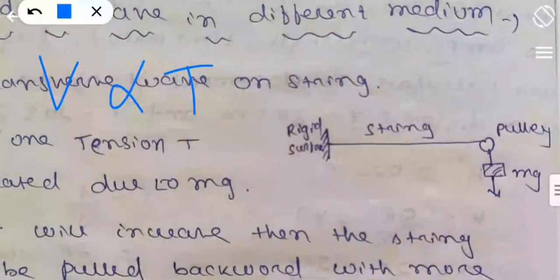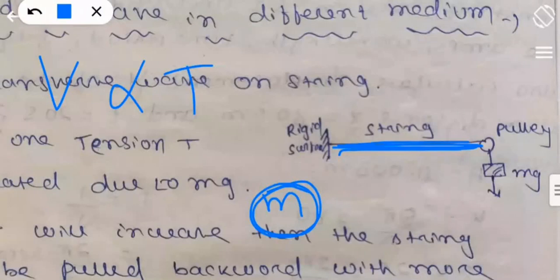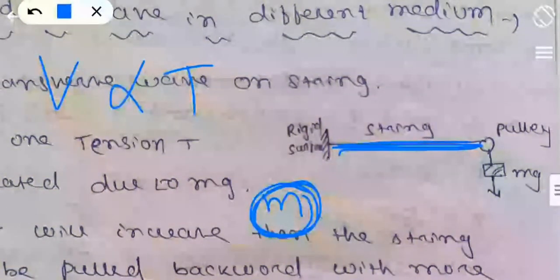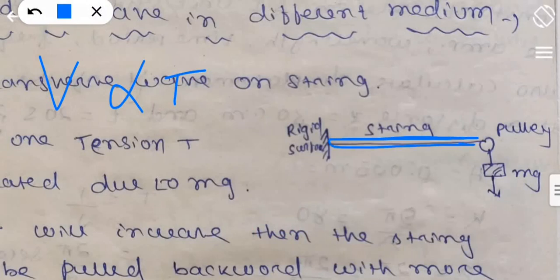Next, look at this string, and let's take the mass per unit length as small m. So the mass per unit length is small m in the string. Suppose let me take a heavy string like this, a thick wire of huge mass.